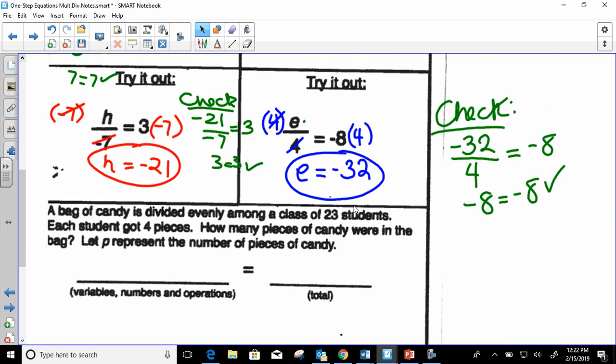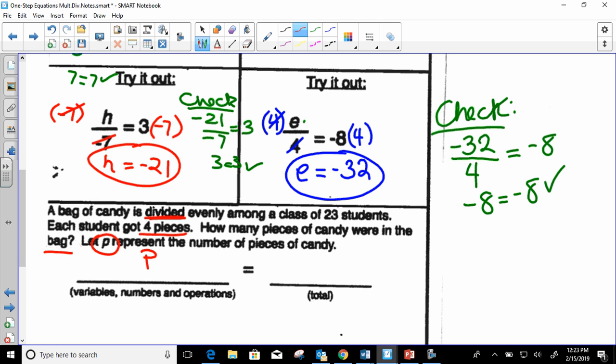All right, last one. Now, we want to set up the equation. A bag of candy is divided evenly. So here's your key word. A bag of candy is divided evenly among a class of 23 students. Each student got 4 pieces. How many pieces of candy were in the bag? Let P represent the number of pieces of candy. So we don't know how many pieces were in the bag. That's our total. And remember, when you're dividing, the total goes first.